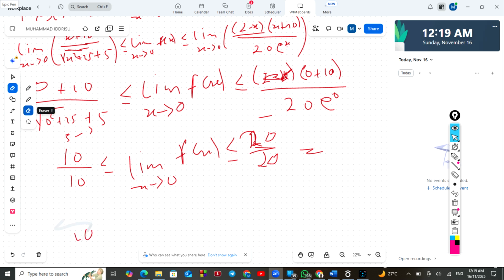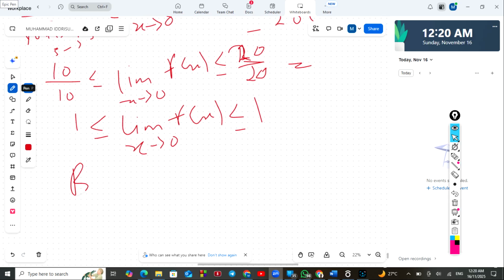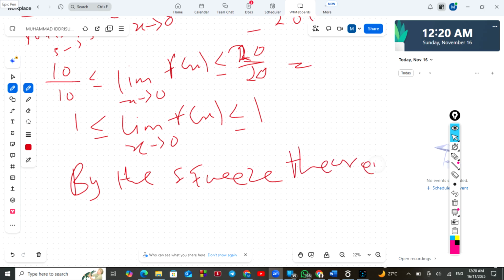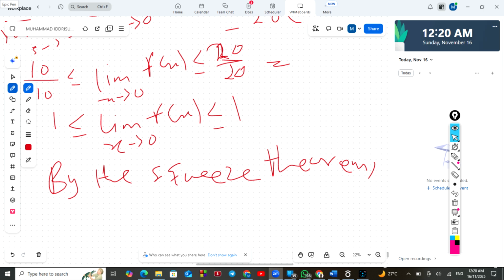10 over 10, we know 10 over 10 is 1, so 1 is less than or equal to the limit as x approaches 0 of f of x, which is less than or equal to 1. And by the squeeze theorem, we conclude that the limit as x approaches 0 of f of x is equal to 1.